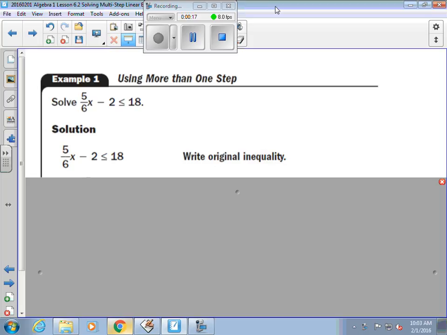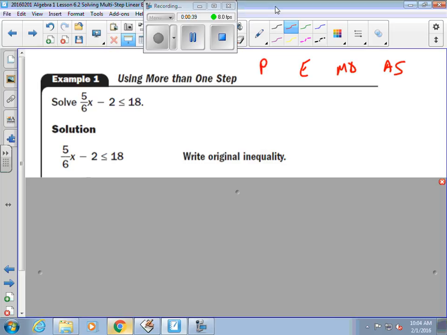Example number 1 is using more than one step. 5 over 6 times x, or 5 over 6x, minus 2 is less than or equal to 18. Remember, you work your order of operations. Please excuse my dear Aunt Sally. You work it like that when you simplify one side, but if you start undoing, you go backwards. You do Aunt Sally first, then my dear, then excuse, then please.